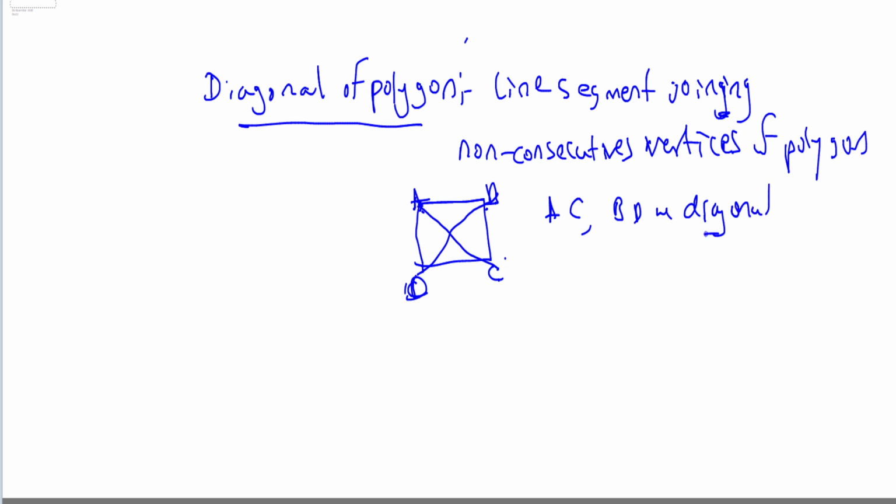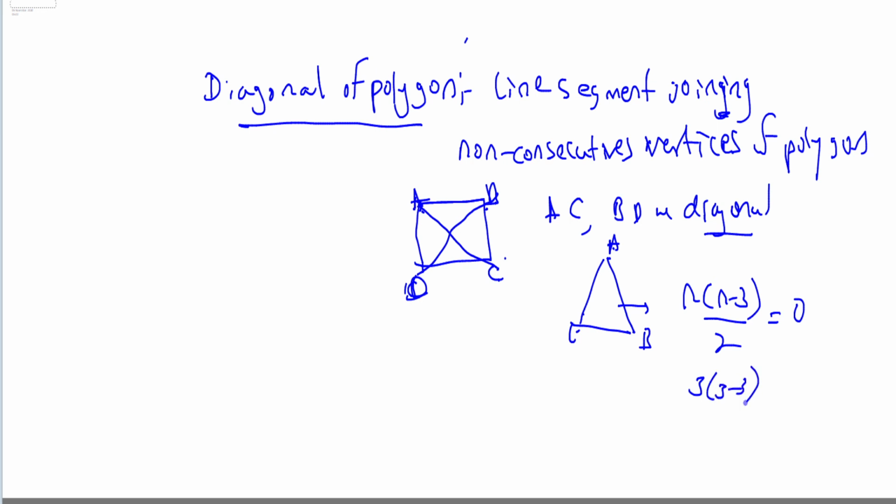But when you come to the triangle, there are no non-consecutive vertices. They are always consecutive vertices. Therefore, in a triangle, by using n into n minus 3 upon 2, you get 3 into 3 minus 3, which is 3 into 0 upon 2, so you get 0. Okay, like this you can easily understand.